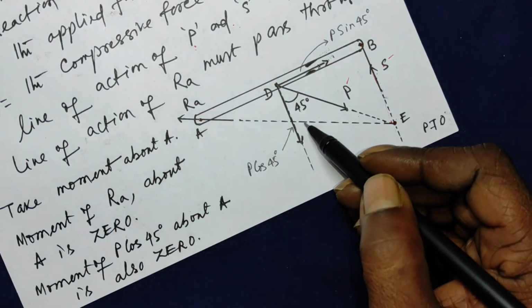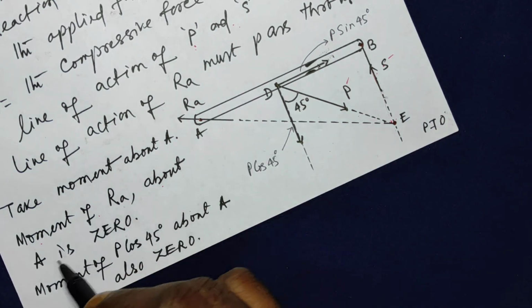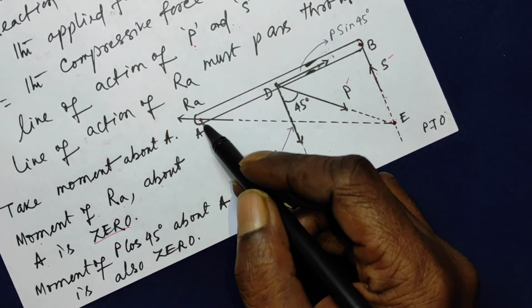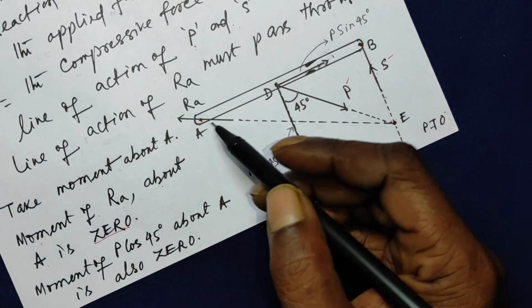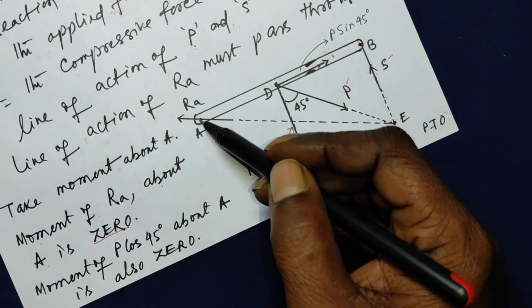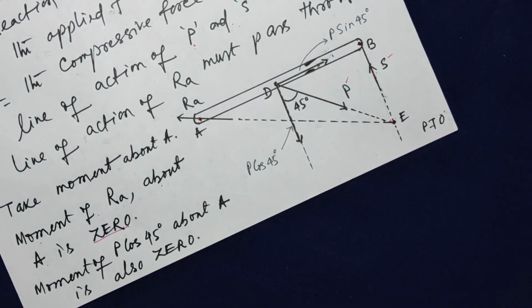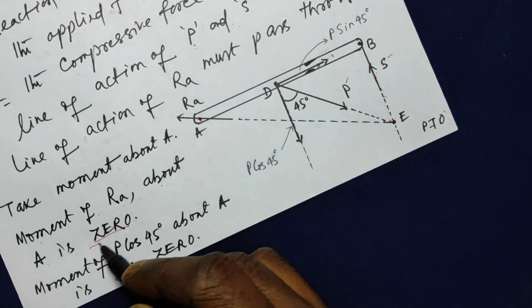Since RA is passing through point A, the moment of RA about A is 0, because it doesn't have a perpendicular distance from A. This RA is passing through the point A, so the contribution of RA towards the turning effect about point A is 0.